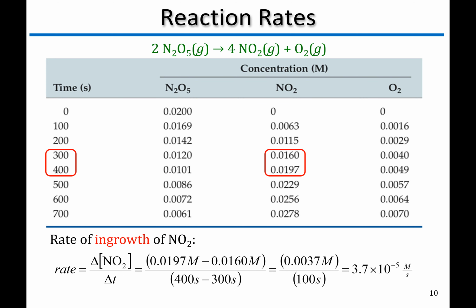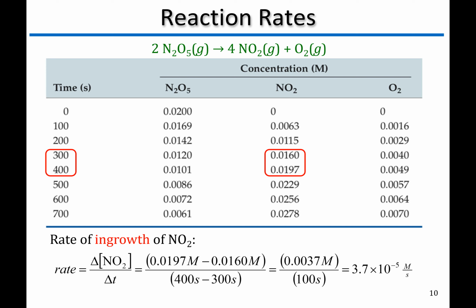So what if instead I wanted to look at the products? We know that the products are increasing, they're growing in other words. I can set up my same general reaction rate equation, so the change in the concentration of the product over the change in time. And I can set up the same calculation, again, final minus initial. Okay, and I get 3.7 times 10 to the minus 5 molarity per second.